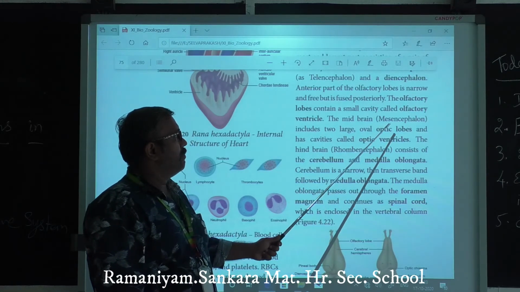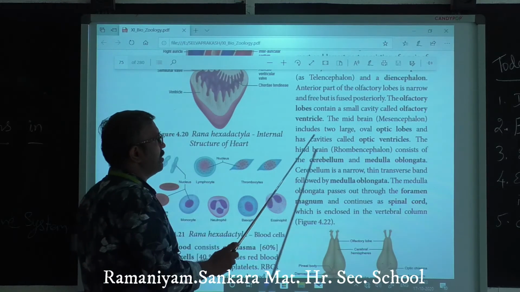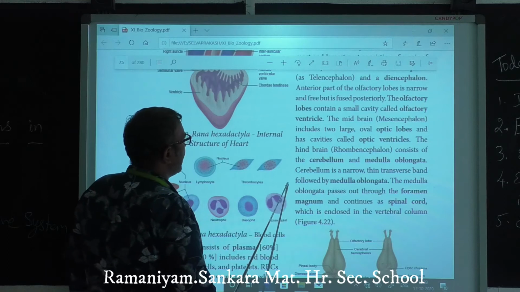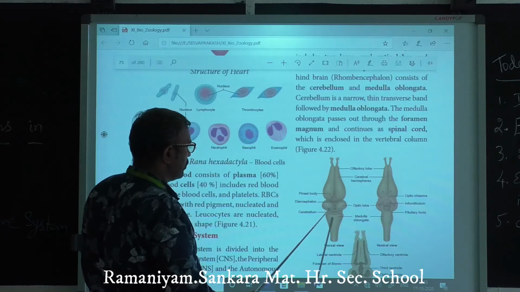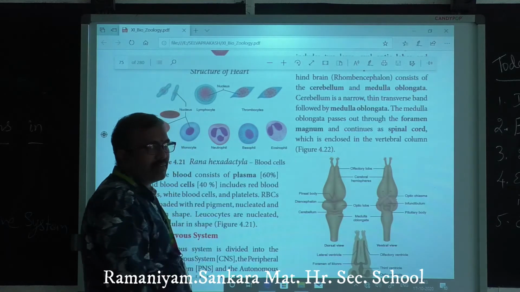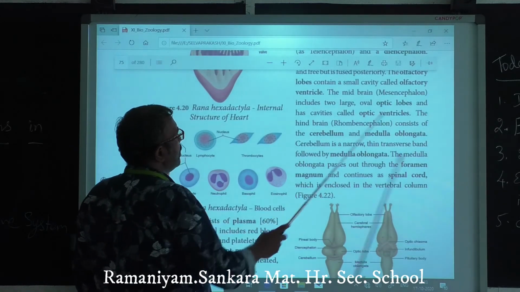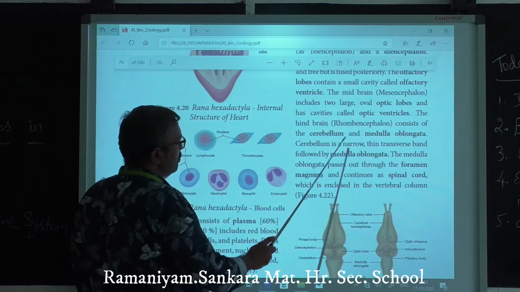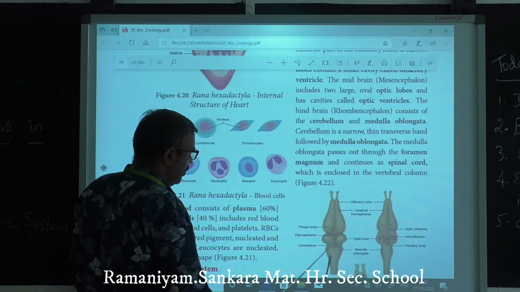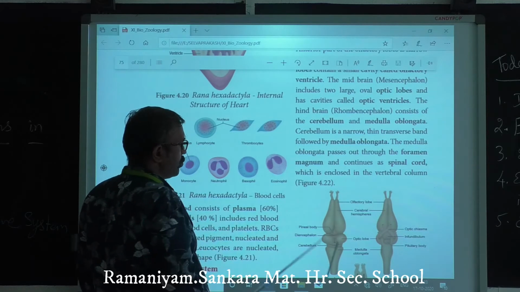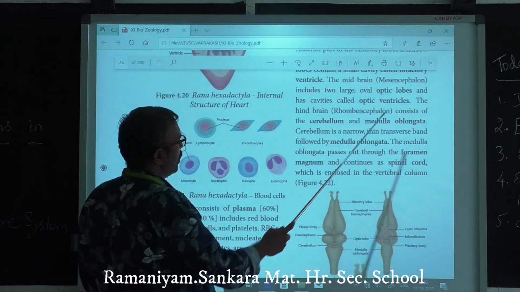The midbrain, mesencephalon, has two large oval optic lobes and cavities called optic ventricles. The hindbrain consists of the cerebellum and medulla oblongata. So forebrain, midbrain and hindbrain: three parts are there in the frog.